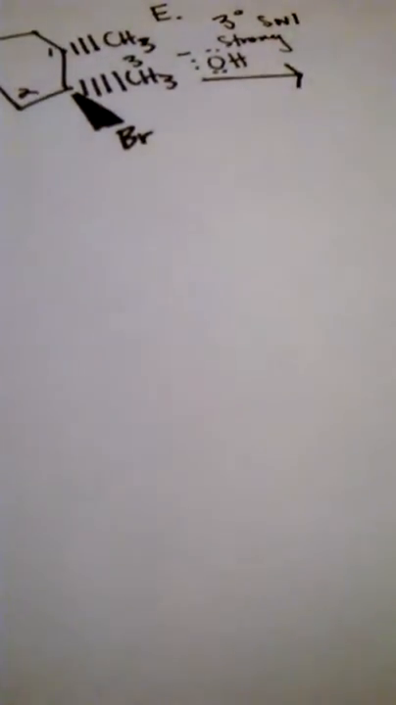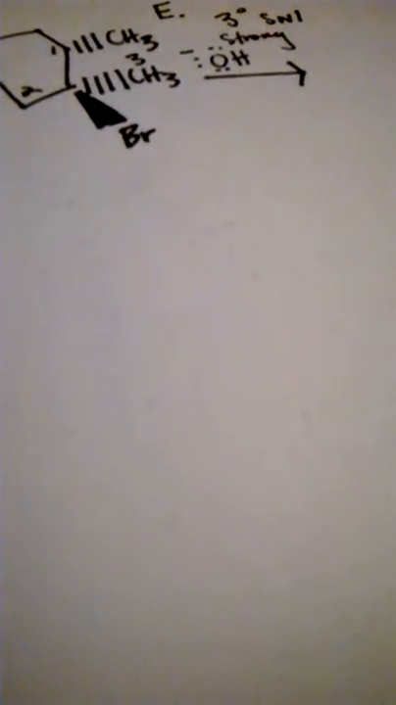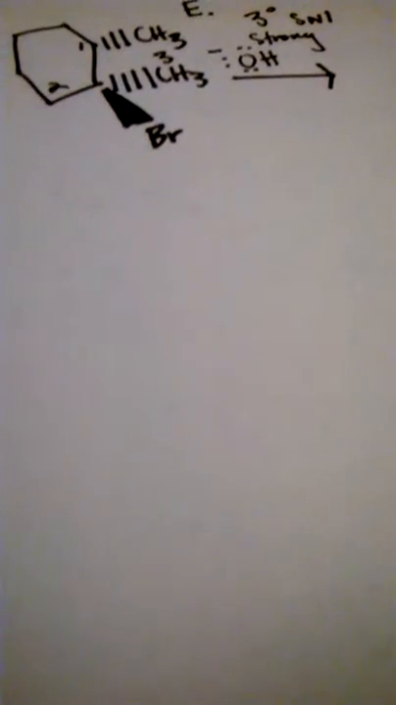So once you see that something's tertiary, it can only do an SN1 reaction because it's going to form a stable carbocation. The mechanism shows you why it's SN1. So the first thing that happens with any SN1 reaction is the spontaneous dissociation of the halide from the alkyl halide to give you a carbocation.